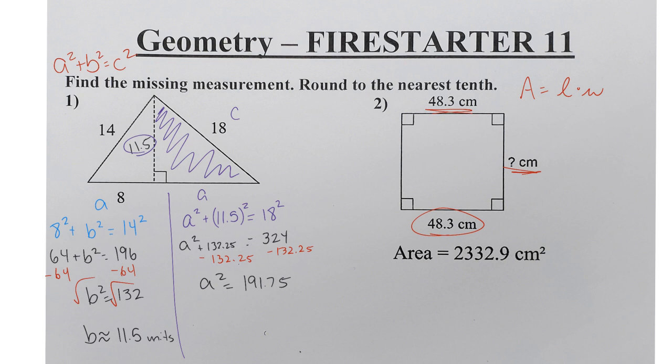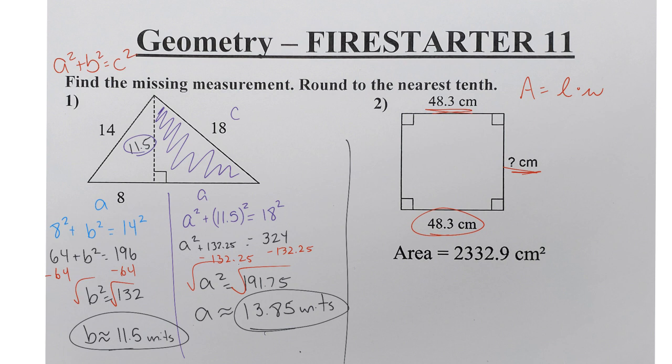So now I'm going to do square root of 191.75 because I have to square root both sides. Remember, that's how we get rid of the little 2. So 191.75. That means my length for A is about 13.8, or you could say 13.85 if you really want to do 2 decimal places. But look, I just write units. And that's it.